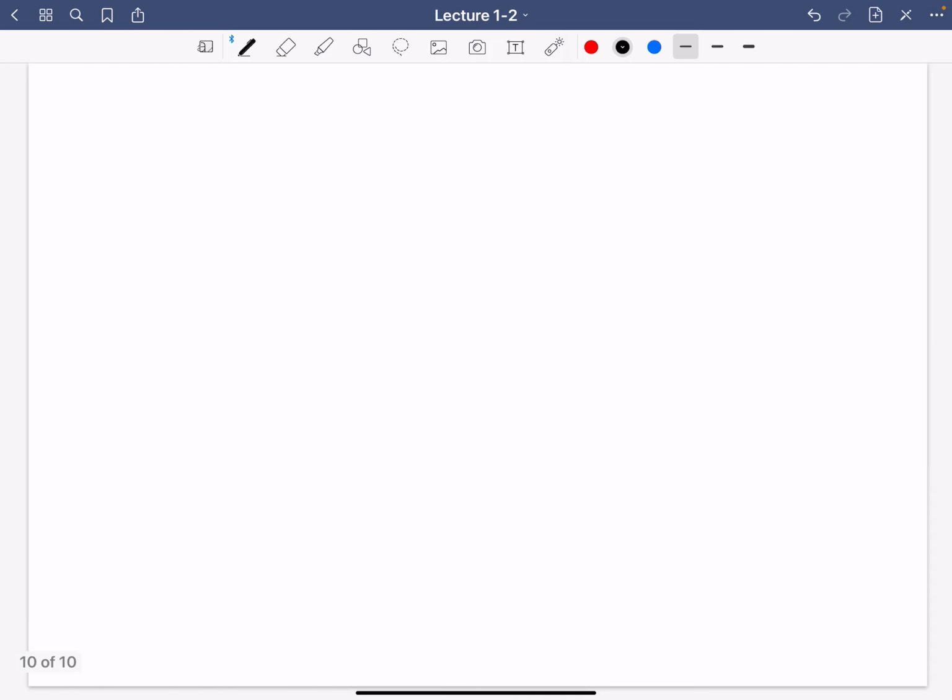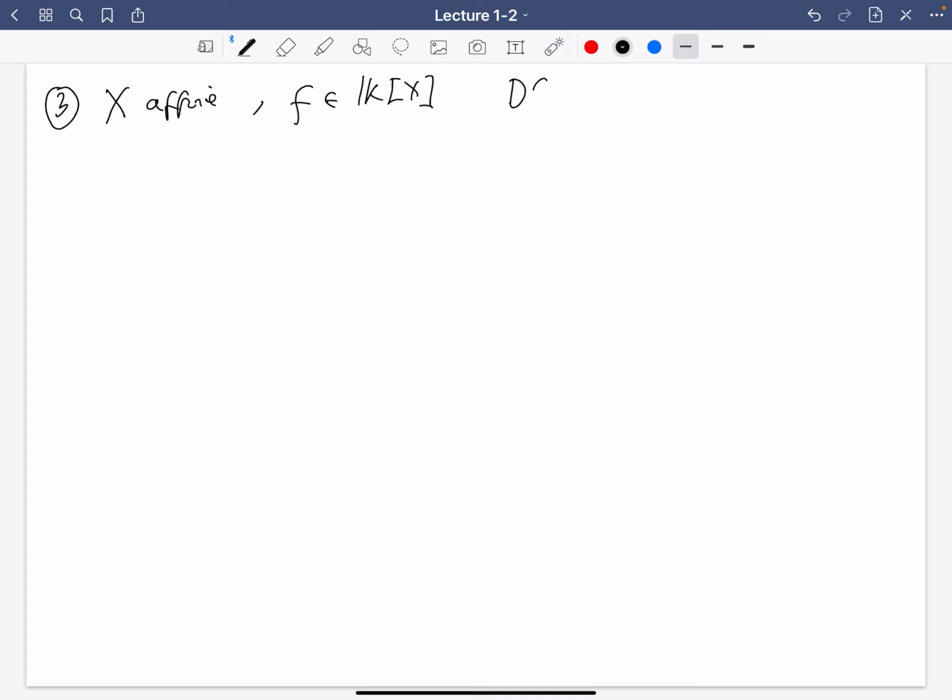Okay, everything I needed to say about construction 2. Move on to construction 3. So the final construction, we've talked about closed subsets. I want to say something about open subsets. So again, let X be affine, and let's pick a function in the coordinate algebra of X. So remember we talked about D of f. That was the set of points satisfying the equation f of x was non-zero.